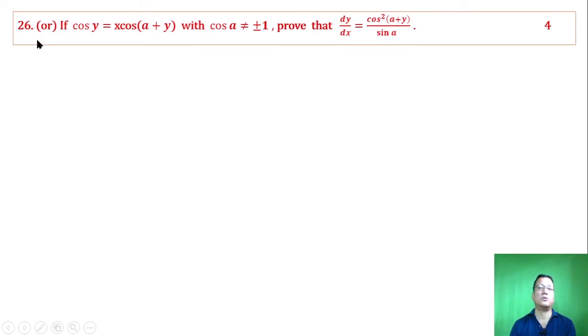Question number 26. Or if cos y equal to x times of cos of a plus y, with cos a does not equal to plus minus 1, prove that dy by dx is cos square of a plus y by sin a. 4 marks.